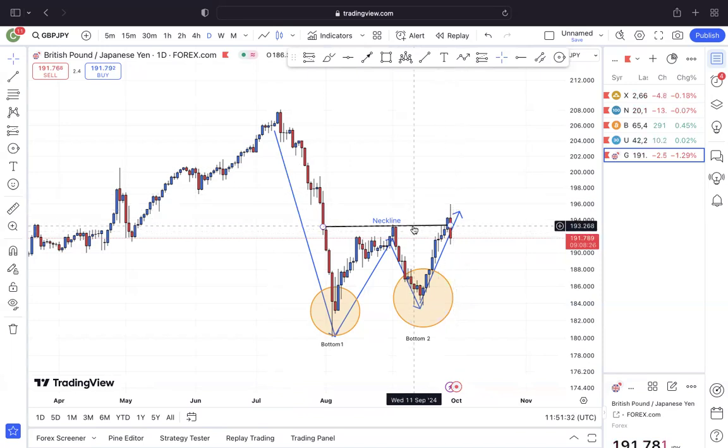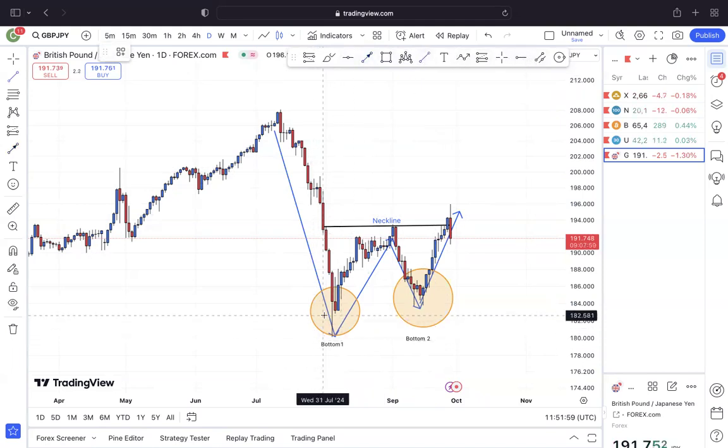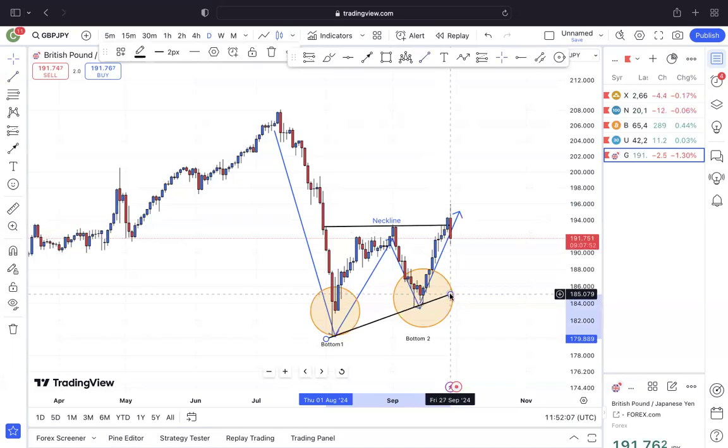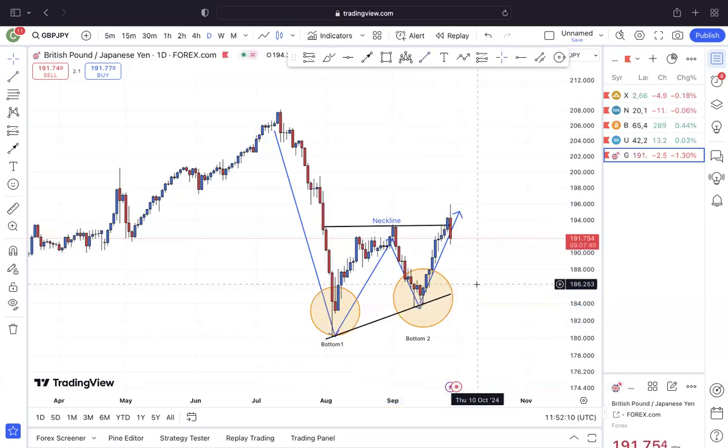So the neckline is very important because the neckline is a very key resistance area. So we need the next couple of candles to close above the neckline, and then for us to have a breakout range. And also here would be considered another neckline. So another support area.